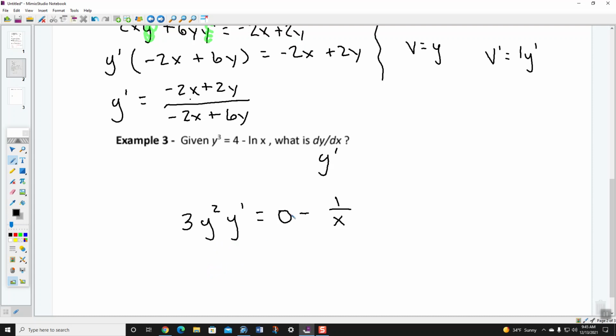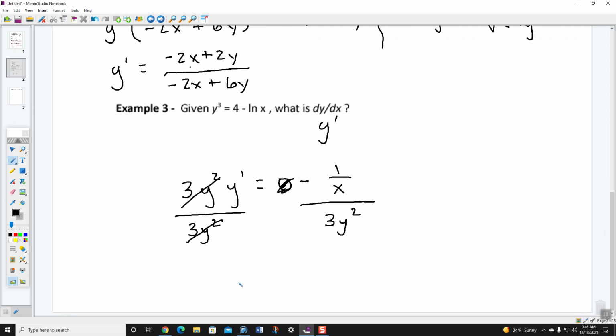So you guys agree the zero is kind of gone, isn't it? So I'm going to divide both sides by 3y squared, kids? Good. All right, so we get kind of a mess over here. We've got a complex fraction. The 3y squared would cancel, wouldn't they? And that would leave you with y prime alone. Probably want to simplify that a little more. I'd probably call this 3y squared over 1. In which case, dividing by a fraction is the same as multiplying by the reciprocal. So 1 over 3y squared.